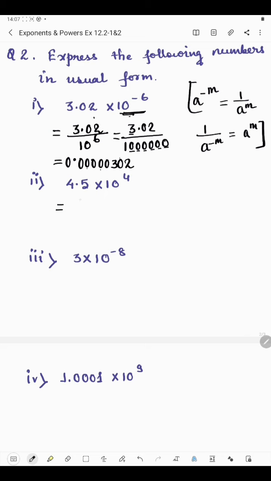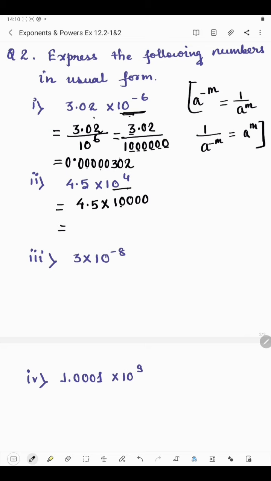Okay, now in the next part we have 4.5 into 10 to the power 4. Here the exponent is positive, so 4.5 multiplied by 10 to the power 4 means 4 zeros with 1. Okay, so when you multiply something, numbers get bigger. Now 4.5 will be multiplied by 10,000.